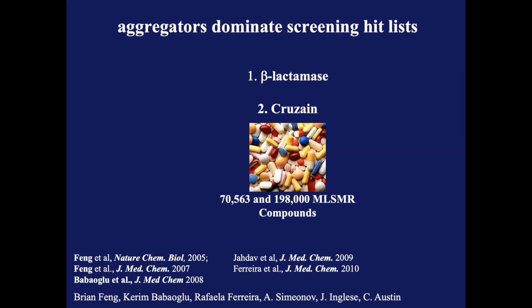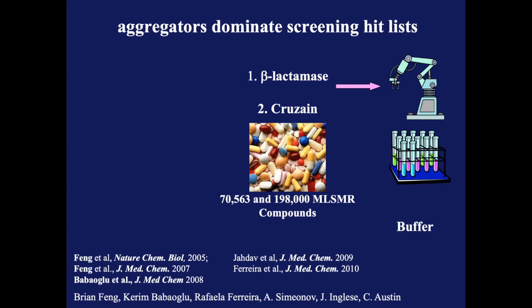So what we did is we launched these two large screens, one against beta-lactamase and one against cruzain. The library, what was then the MLSMR, which is effectively the national screening deck, was growing at the time, so we did it with two different instantiations of that deck. And the experiment was the same in both cases. We took the enzyme and screened either 70,000 compounds for beta-lactamase or just under 200,000 for cruzain, just in buffer for inhibition.